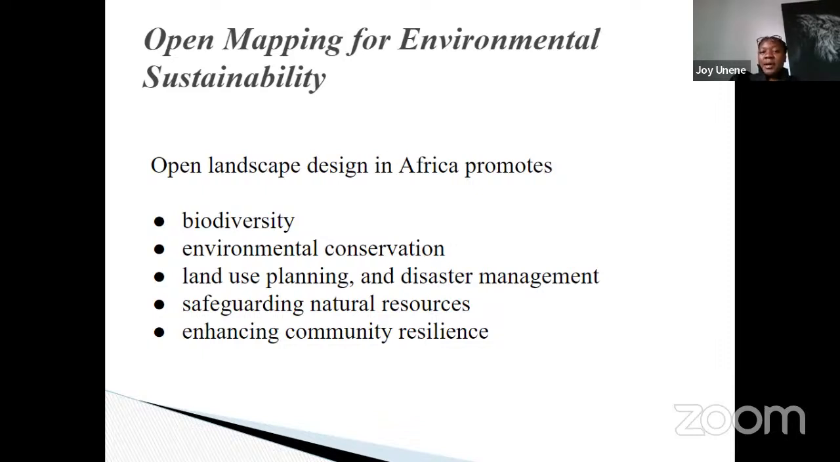So then it becomes a whole distortion. But through mapping, we're able to see where exactly these species are and how they can contribute to targeted conservation. We also have safeguarding of natural resources, which can be easily married to environmental conservation and enhancing community resilience.